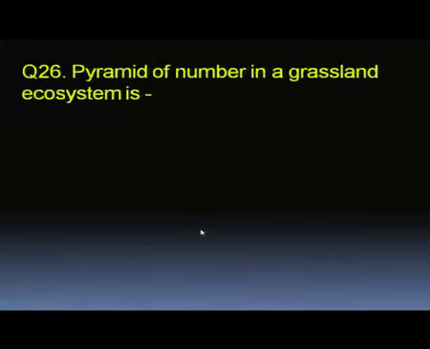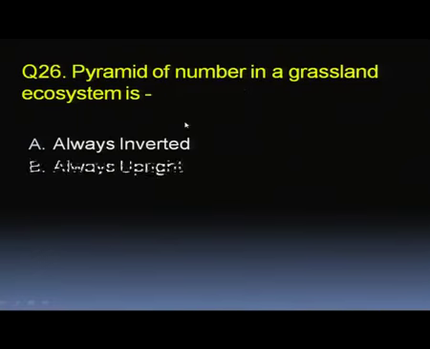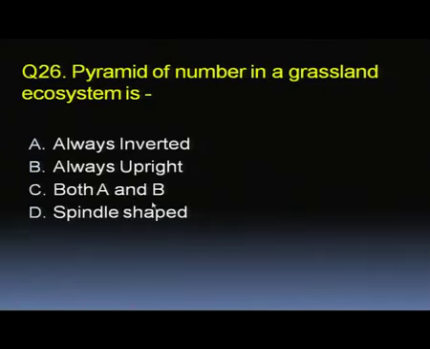Moving on to the next question. Pyramid of number in a grassland ecosystem is? There are various ecological pyramids which we make, Eltonian pyramids, which are graphical representations showing the trophic levels in a food chain. These are of 3 types: pyramid of number, pyramid of biomass and pyramid of energy. So, this question is asking about the pyramid of number in a grassland ecosystem. Always inverted, always upright, both A and B, or spindle shaped.